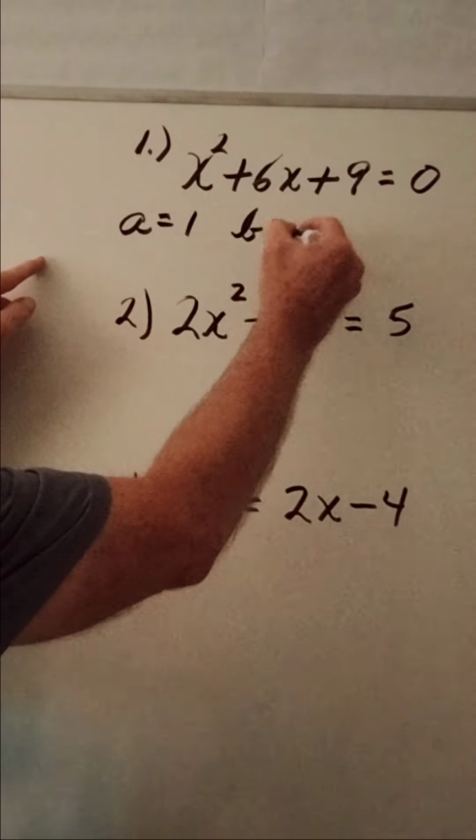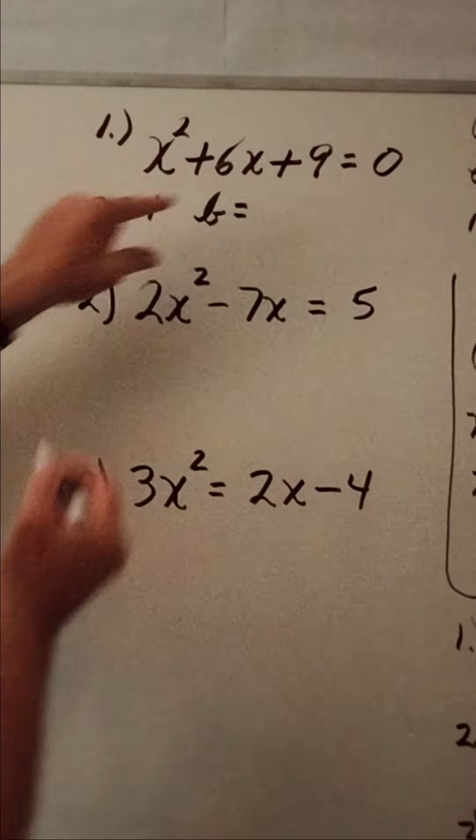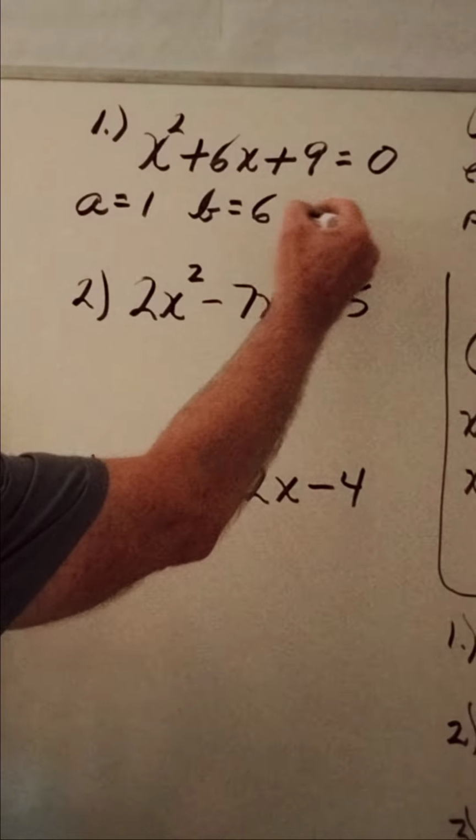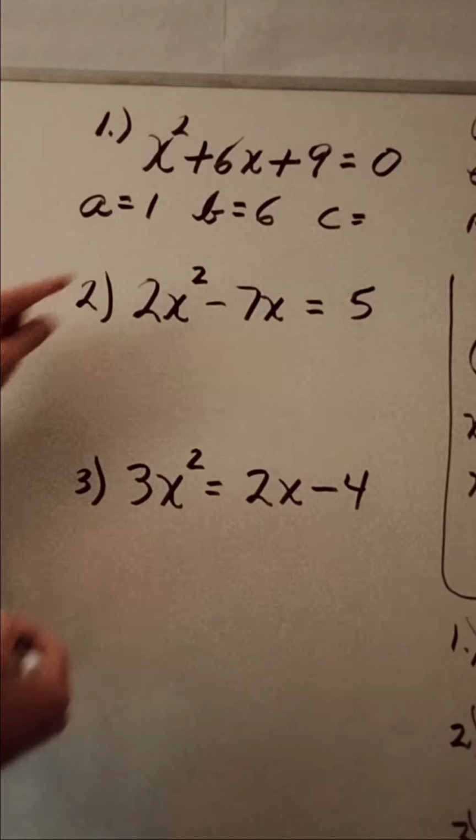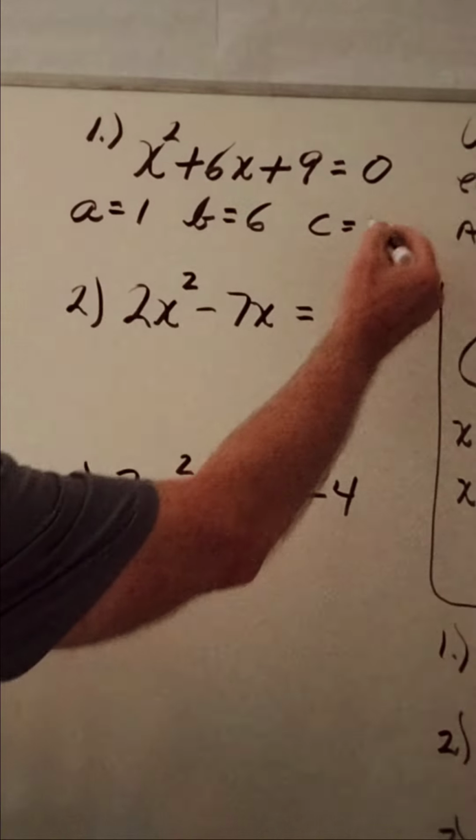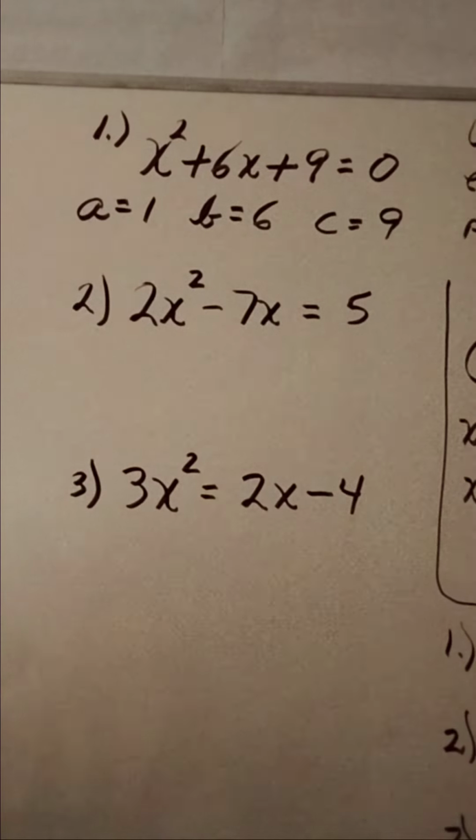B, that would be the coefficient of the linear term. That would be positive 6. And C, that would be the constant coefficient. That would be positive 9.